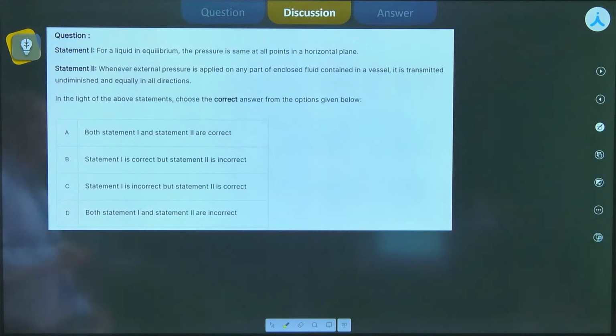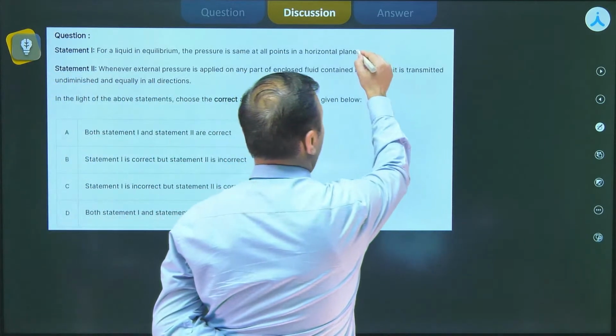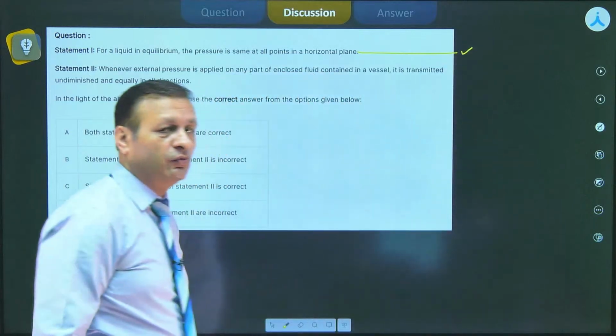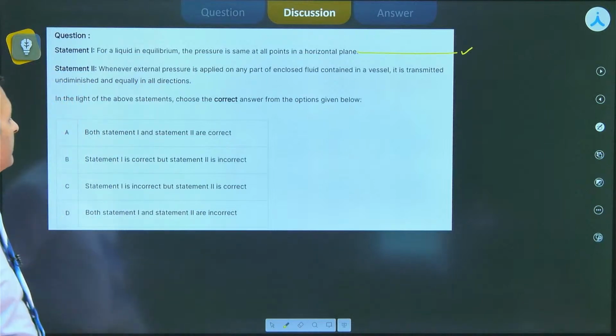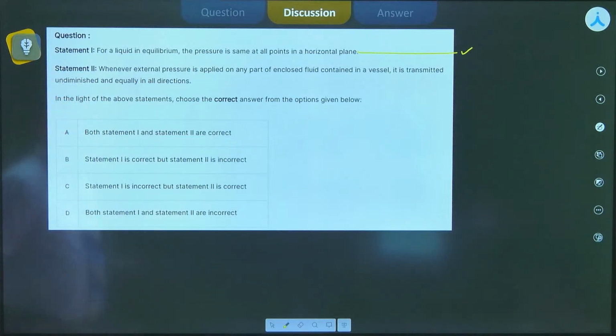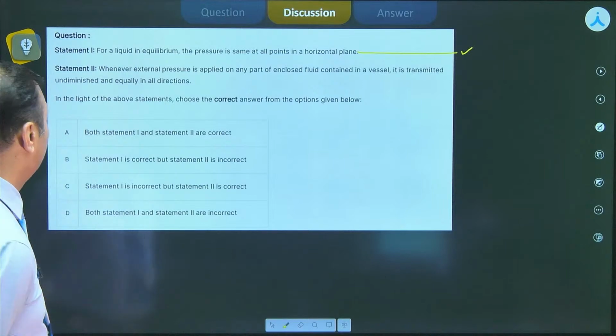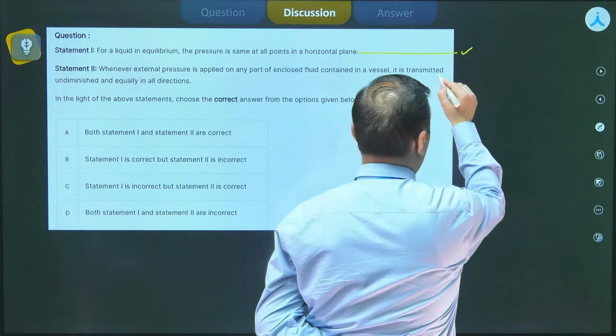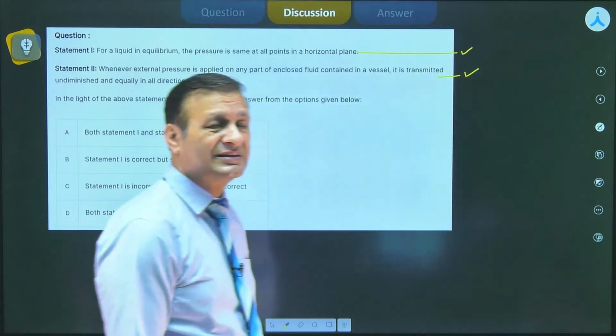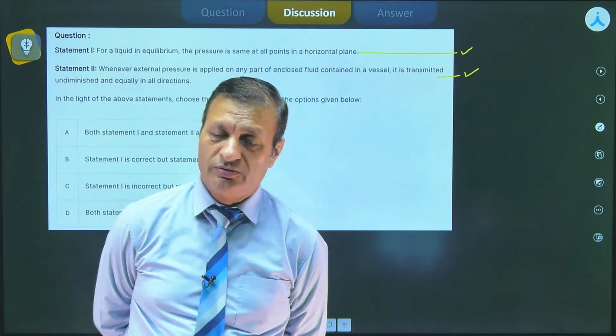Now this is a statement based question. For a liquid in equilibrium, the pressure is the same at all points in a horizontal plane. Yes, this is a true statement, and this is what we have just stated as Pascal law. Second, whenever external pressure is applied on any part of an enclosed fluid, an ideal fluid contained in a vessel, it is transmitted undiminished and equally in all directions. Yes, this is also a true statement, and this is the second form of Pascal law.